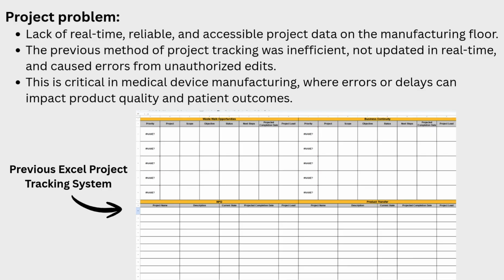Main problems this project aimed to fix were a lack of real-time, reliable, and accessible project data on the manufacturing floor. The previous method of project tracking was inefficient, not updated in real time, and caused errors from unauthorized edits, and this is critical in medical device manufacturing, where errors or delays can impact product quality and patient outcomes. Below you can see the previous Excel project tracking system.